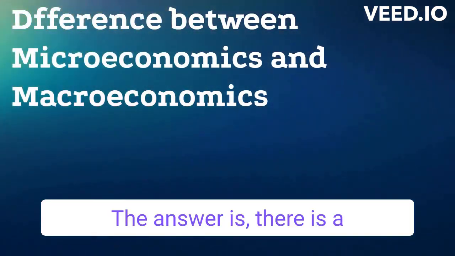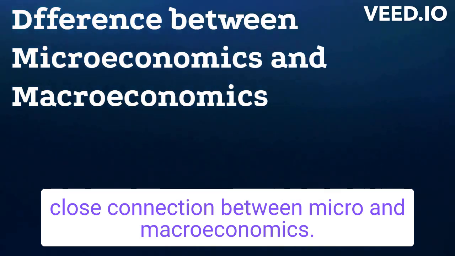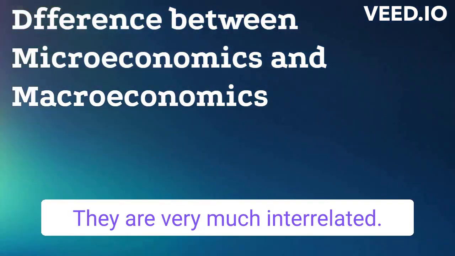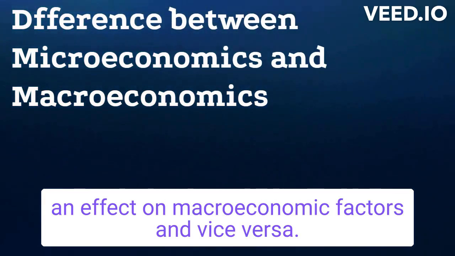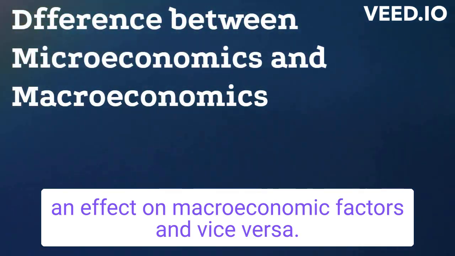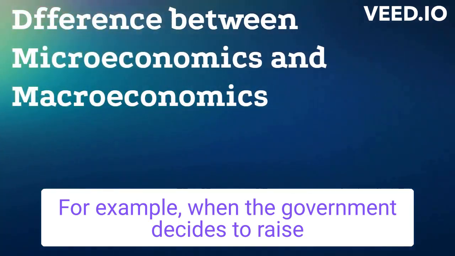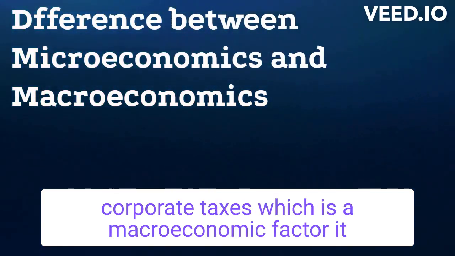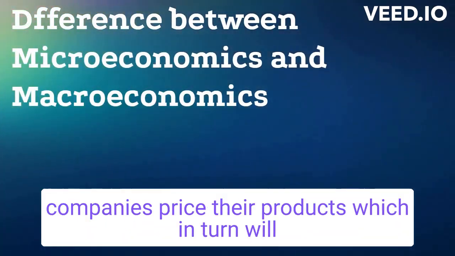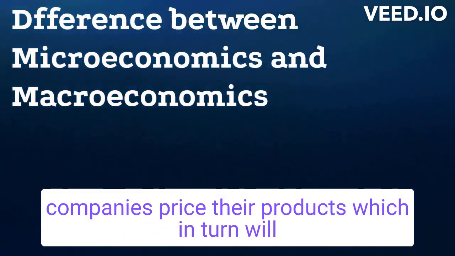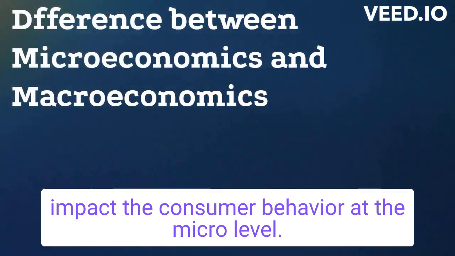So you might ask, how does micro and macroeconomics affect each other? The answer is, there is a close connection between micro and macroeconomics. They are very much interrelated. The factors and elements of microeconomics can have an effect on macroeconomic factors and vice versa. For example, when the government decides to raise corporate taxes, which is a macroeconomic factor, it will have a direct impact on how the companies price their products, which in turn will impact the consumer behavior at the micro level.